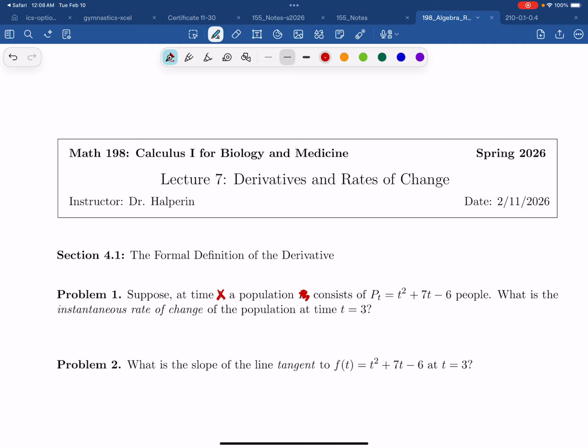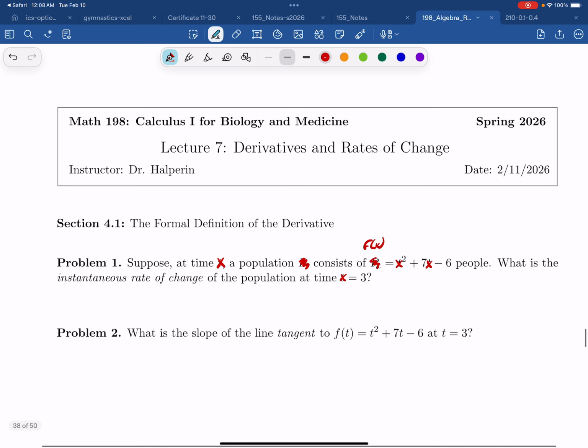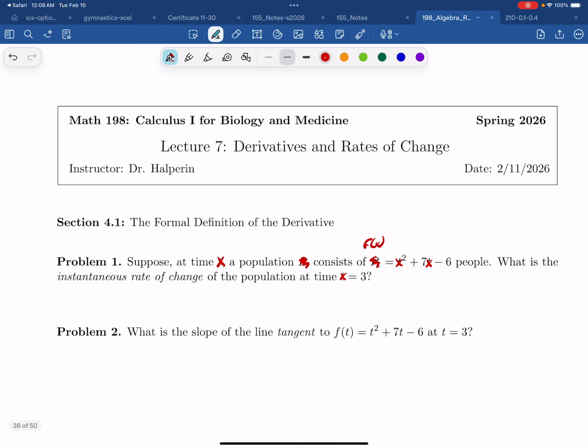Let's get rid of this guy. I'm going to call this guy f of x equals x squared plus 7x minus 6. And we have a population consisting of this many people at time x, and we're interested in the rate of change of the population at time x equals 3. The instantaneous rate of change. How quickly is this population increasing?